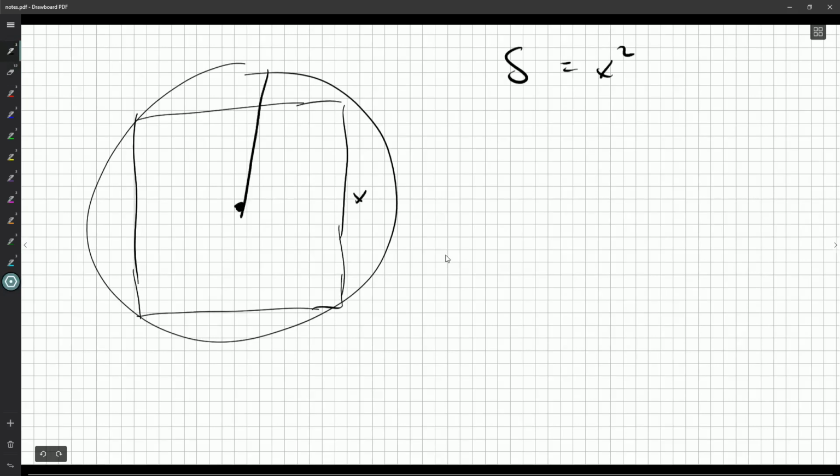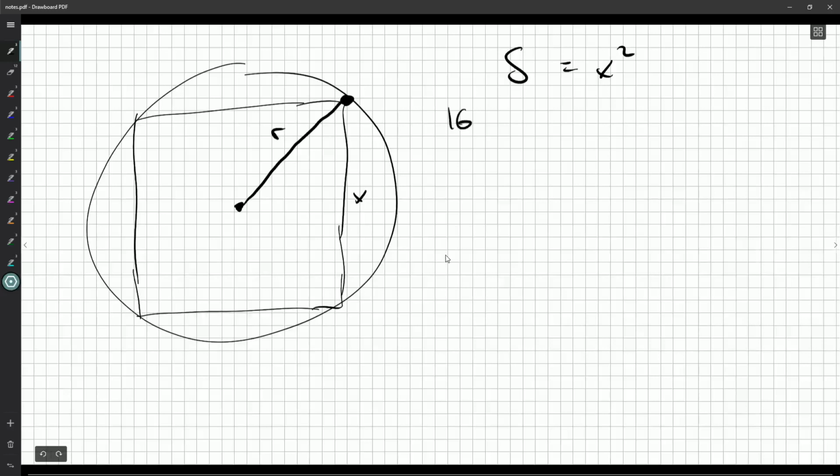Now, you can draw just about any radius you want here, but a meaningful one will interact with the square in some way. So we might connect up to one of the corners, because being inscribed in the circle means the corners of the square will touch. The corners of the square will touch or intersect with the circle. So we can put the radius there.